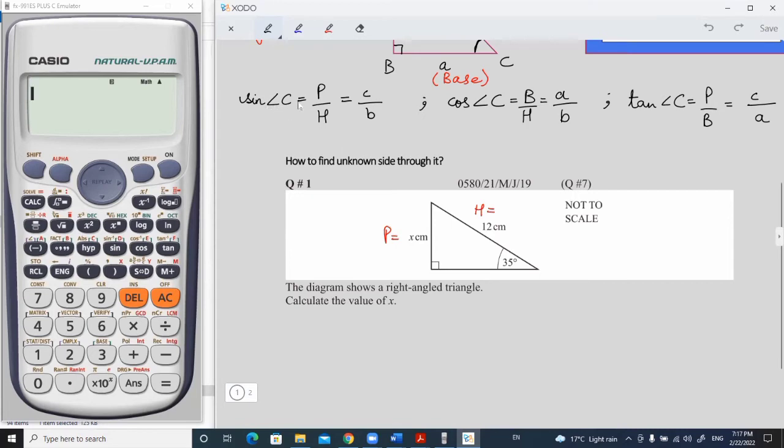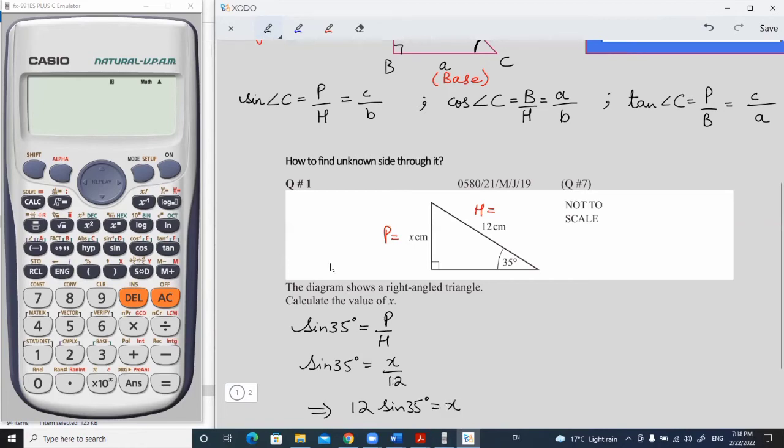So this means that we can apply sine of the given angle. The given angle is 35, so sine of 35 degrees will be equal to perpendicular over hypotenuse. So what's the value of perpendicular? That is x, which we have to calculate, and we know the hypotenuse, that is 12. Now simply cross multiply and we will have our answer quite easily. 12 sine of 35 degrees equals x.